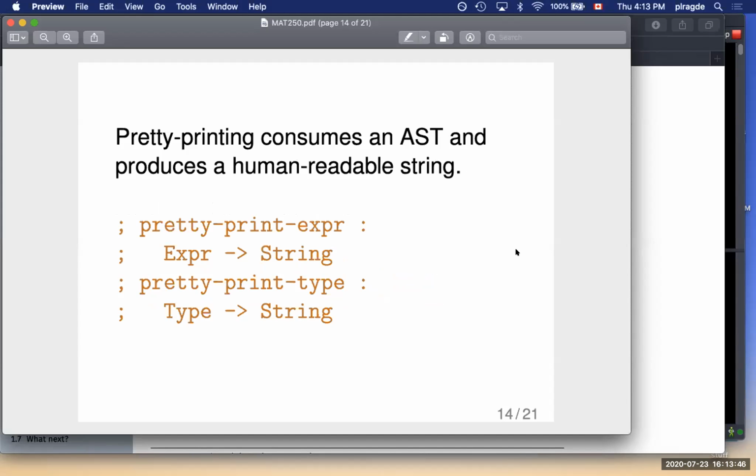So pretty printing is taking a data structure in general and producing a visual representation that a human can read. In this case, pretty printing an expression will consume an expression and produce a string, which we can do various things with, such as display it in the interactions window. And then pretty printing for type does the same thing for type. Again, these are just descending the abstract syntax tree, creating pieces of strings and then gluing those strings together. There's nothing remarkable about this code at all.